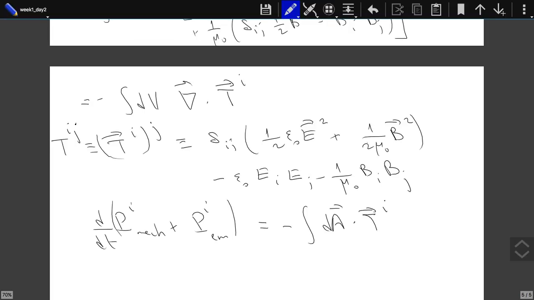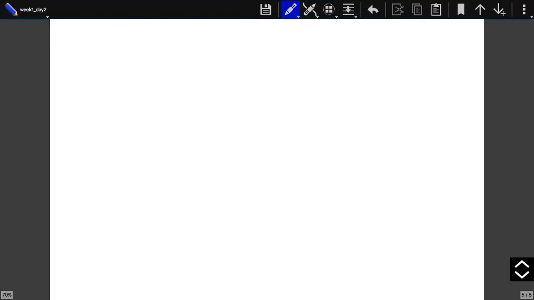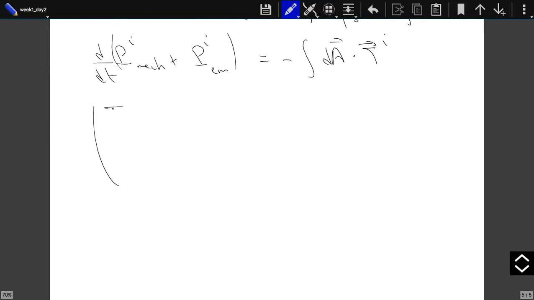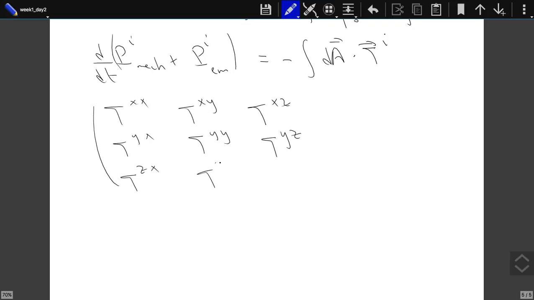If you want, you can just show this quantity as a matrix. So it has two indices. It will be a 3 by 3 matrix: Txx, Txy, Txz, Tyx, Tyy, Tyz, Tzx, Tzy, Tzz. It's just different ways of showing the same thing.